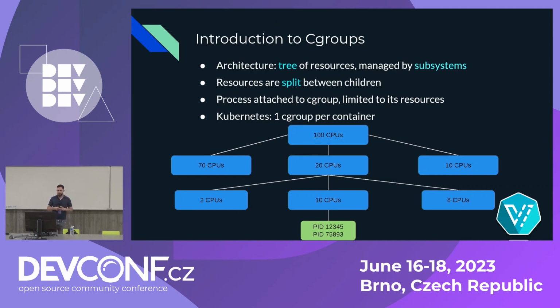Another thing to know is that in Cgroups there are subsystems. So for example, this is the CPU subsystem. We also have subsystems for memory, I/O, huge tables, and a bunch of others. And in the Kubernetes model, each container gets one Cgroup.